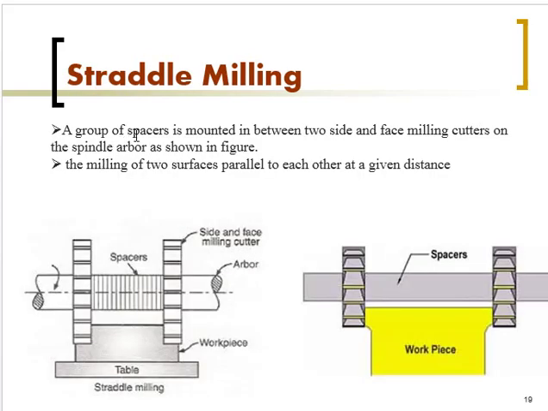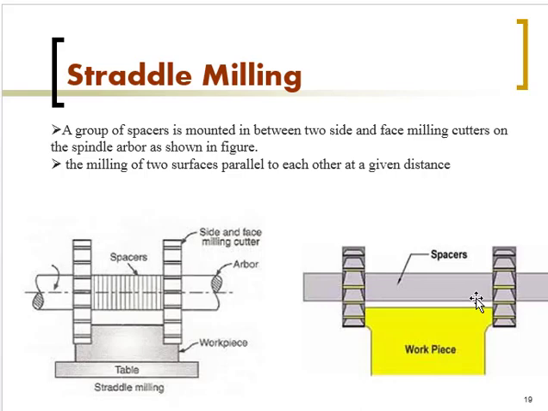In the case of straddle milling, it is used to mill two parallel surfaces. This is one surface and this is another surface, and these two surfaces can be milled using this straddle milling operation. A group of spacers is mounted in between the two side and face milling cutters on the spindle arbor as shown in the figure. These two are called side and face milling cutters. You can mill this side as well as the face here, and these two are separated by spacers. The number of spacers depends on the distance between these two cutters. So if the distance increases, then we need to place more spacers in between these two.